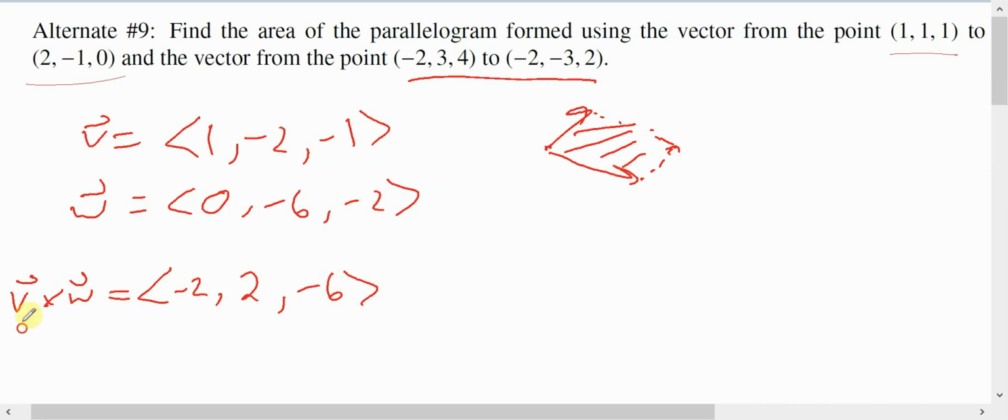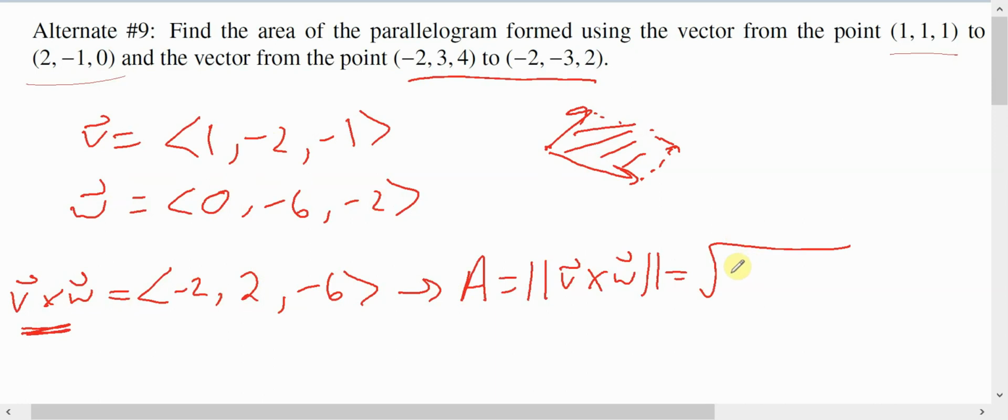And I remember I need the cross product because the area of this parallelogram is the magnitude of the cross product. So the area I'm looking for is the magnitude of V cross W, and that's going to be the square root of negative 2 squared, positive 2 squared, and negative 6 squared. That's the square root of 44, or if you want, this is actually 4 times 11, so I can take the square root of 4 out and get 2 square root of 11, but square root of 44 is fine too on this one. So that would be the area.